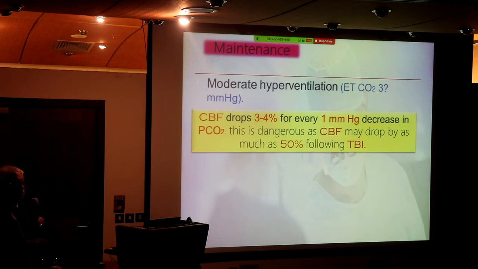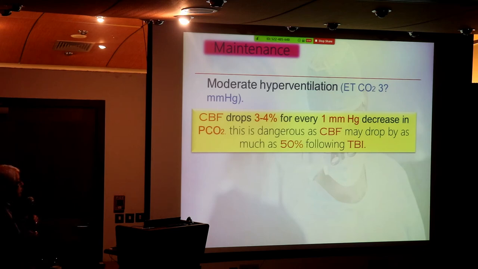This is a recipe for the patient to come out as a different person. So for each 1 millimeter, you have a 4% decrease. So this is dangerous. Cerebral blood flow might drop as much as 50% following TBI, traumatic brain injury. So there is traumatic brain injury already, you've got a 50% decrease in cerebral blood flow, and with the hyperventilation, if you have another 40%, the patient is left with only 10% cerebral blood flow.